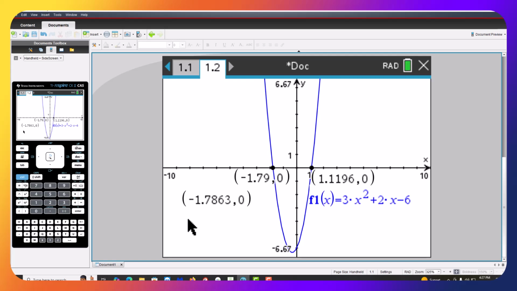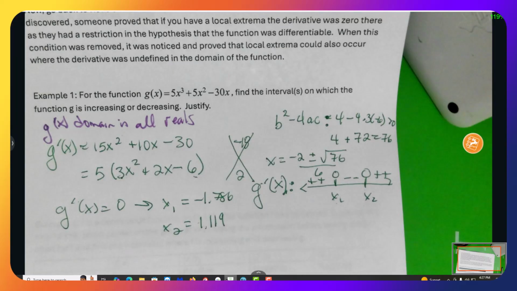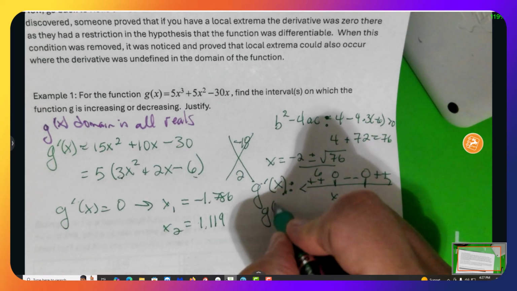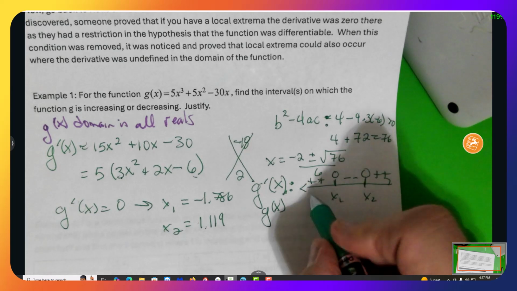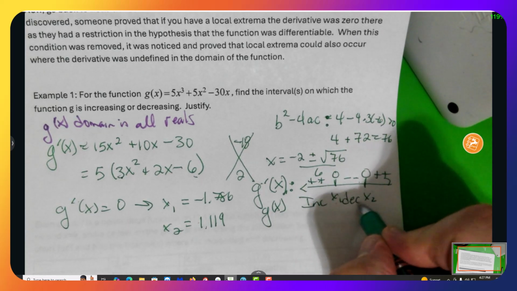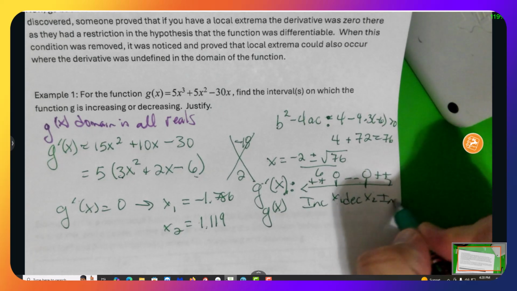I truncate, you could round. Remember, you must have 3 digits, okay? Now, where some of you are having issues is looking at signs. So if you have to, write g of x here. The derivative is positive, so it's increasing. The derivative is negative, so it's decreasing. The derivative is positive, it's increasing.